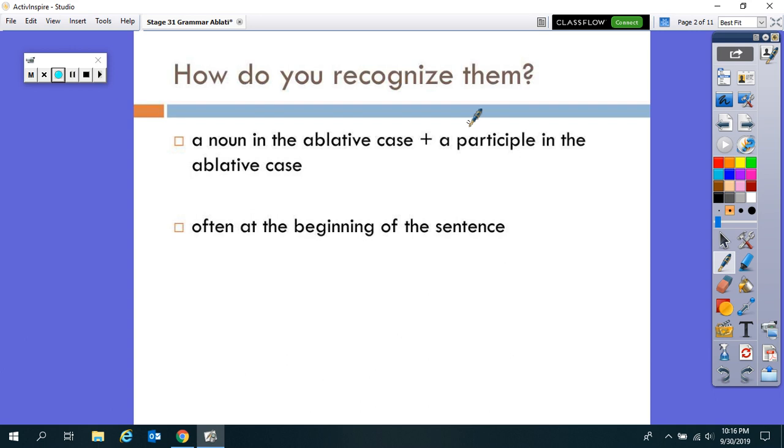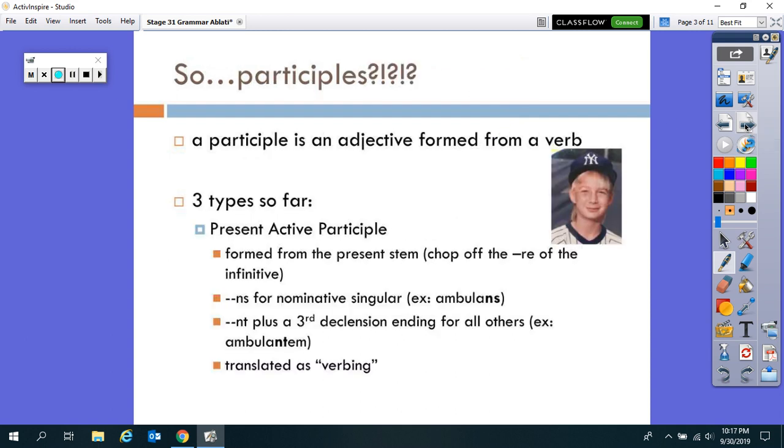How do you recognize an ablative absolute? Well, it's really easy. You've got a noun in the ablative case plus a participle in the ablative case, and they are often found at the very beginning or toward the beginning of a Latin sentence. So I know some of you are like, oh God, participles. I sort of remember those from last year. So what in the world is a participle?